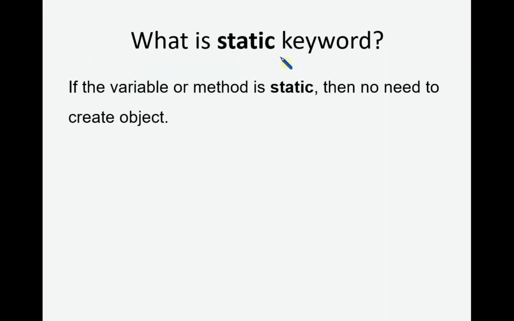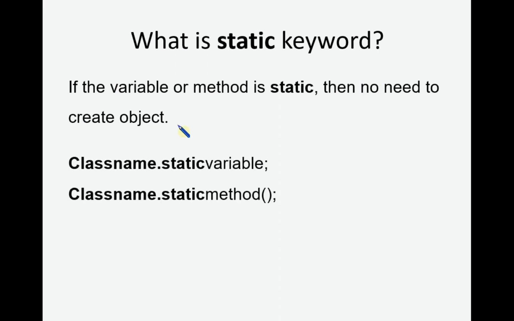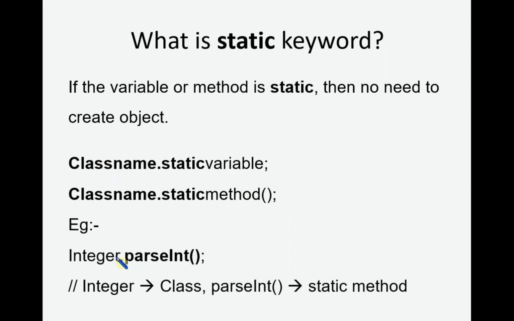So what is static keyword in Java? If a variable or a method is static, then no need to create the object. Yes, the class is enough. By simply giving the class name dot static variable or static method, we can invoke the static members. For example, see this Integer.parseInt statement. Here Integer is a class. What is parseInt here? Yes, it is a static method. To invoke a static method, the class is enough.